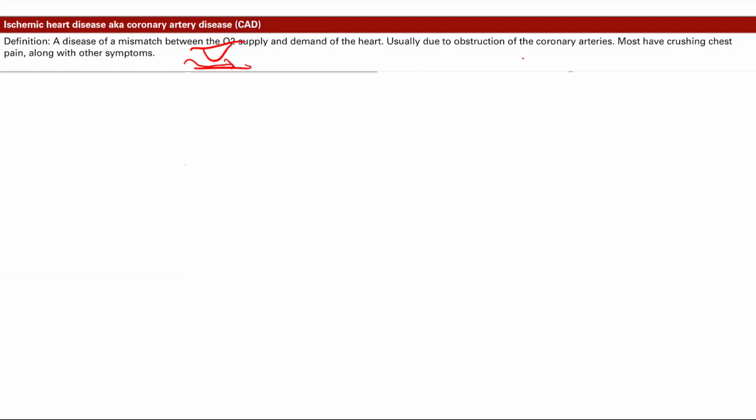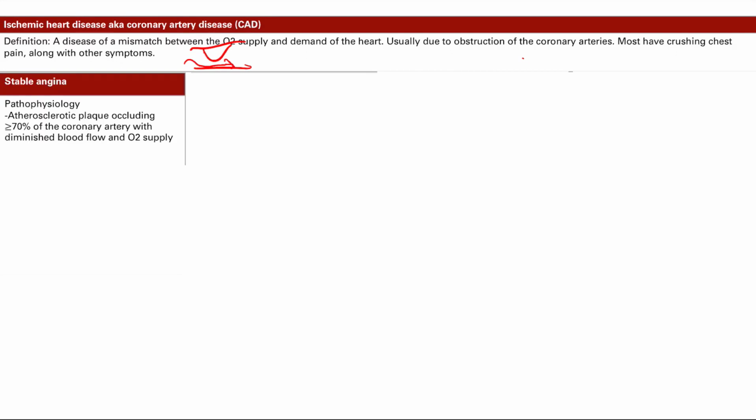And the way this is going to present for most people, first of all, this is a spectrum of diseases which we're going to talk about. There's going to be 4 we're going to talk about. And there's going to be a lot of overlap of symptoms. What most of them are going to have is chest pain. It's going to feel like an elephant is sitting on their chest. It's a crushing chest pain. There's going to be other symptoms. So let's get into it.